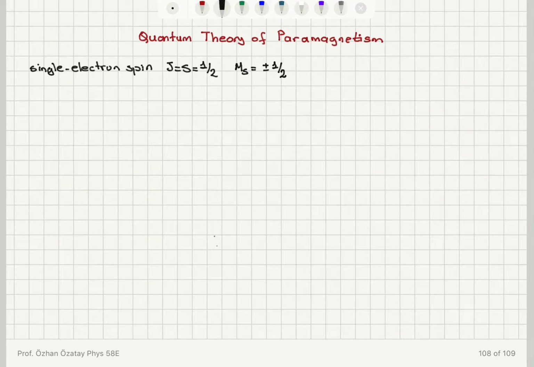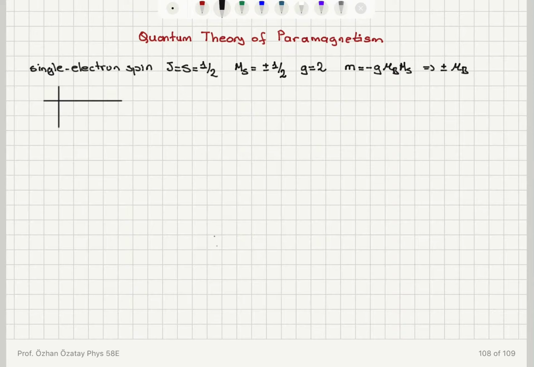The corresponding value of the Landé factor g is going to be 2. Therefore, for the magnetic moment of the spin, m equals minus g Bohr magneton m sub s, which is going to be plus or minus a Bohr magneton. Now, if the magnetic moment is plus Bohr magneton, I'm going to make a table here.